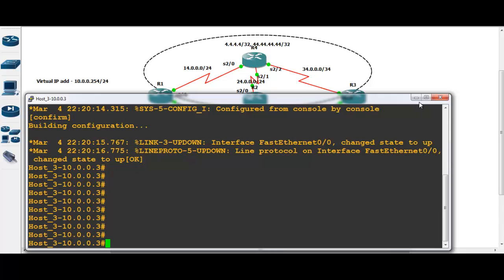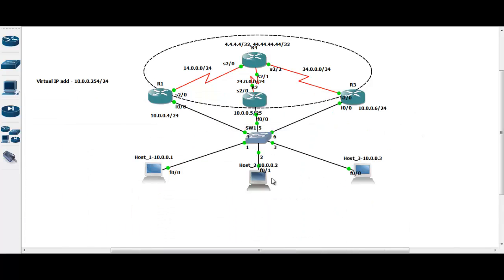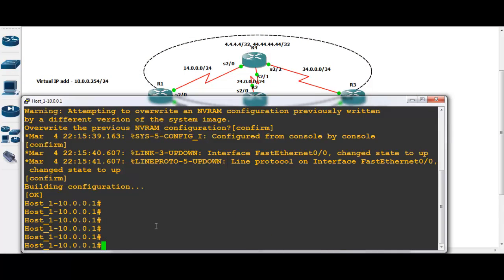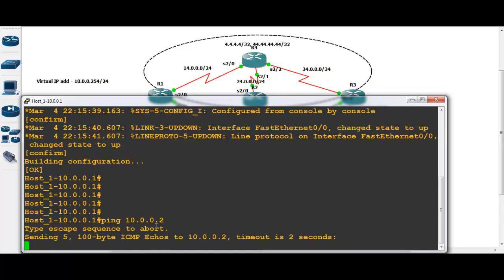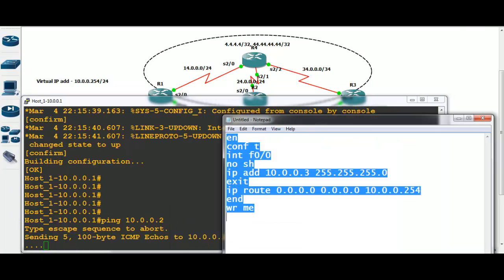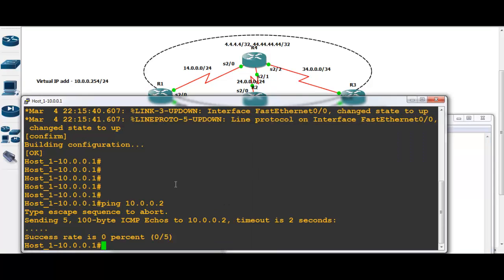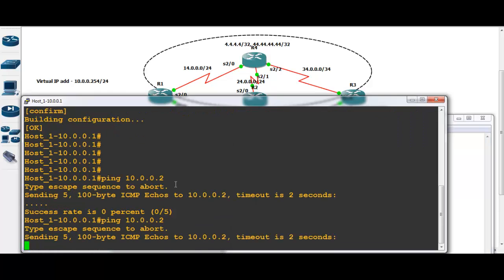Alright, the PCs are ready now. If you ping from one PC to another PC, definitely they will ping because it's normal switching. I'm going to ping 10.0.0.2. I'm losing some packets, but this is not HSRP. I think I forgot to say no shutdown. I have given no shutdown. Try one more time.